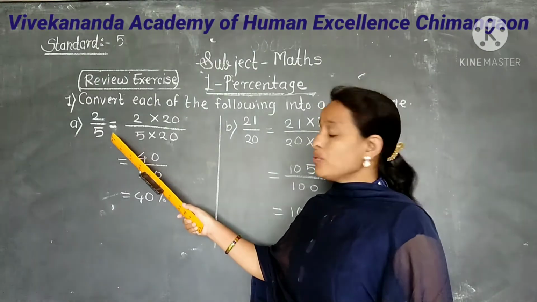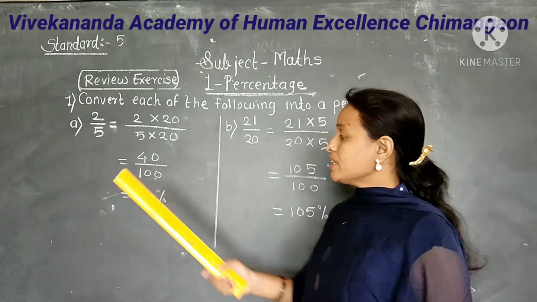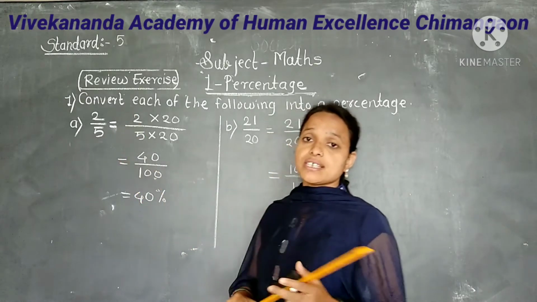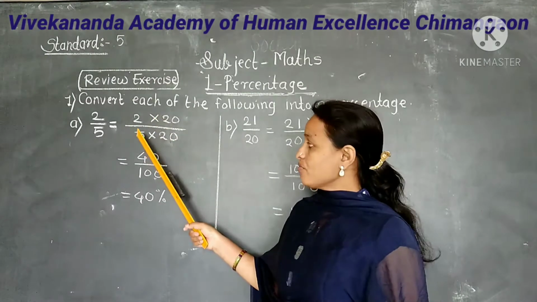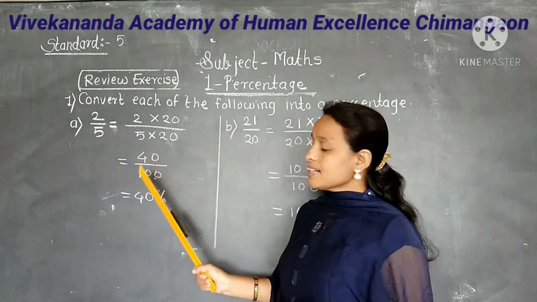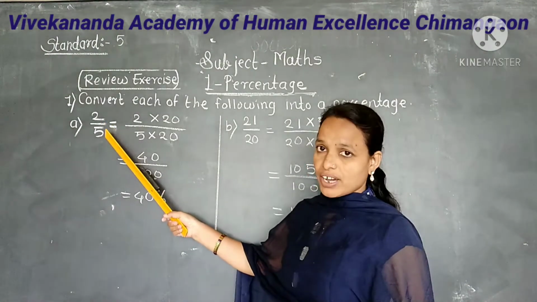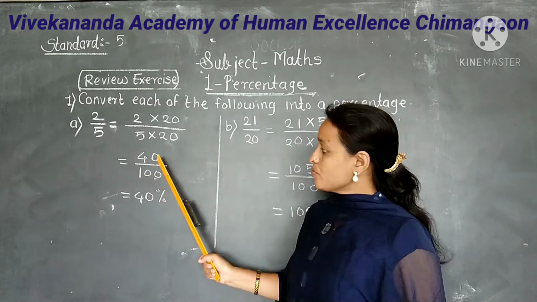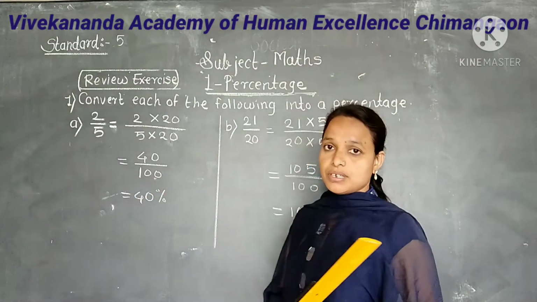So here students, we have to convert the denominator to 100. Here denominator is 5. We want denominator 100. 20 5s are 100. So we have to multiply 2 by 20 and 5 by 20. 2 20s are 40, 5 20s are 100. So here we get denominator 100. So 2 upon 5, we get 40 upon 100. So 40 upon 100 we write in percentage as 40%.